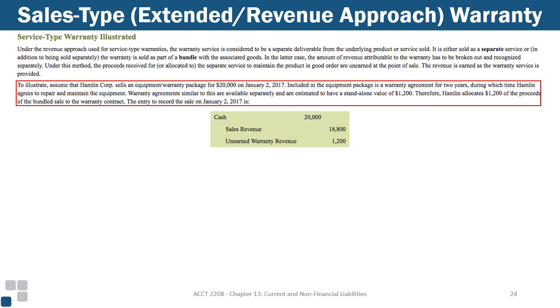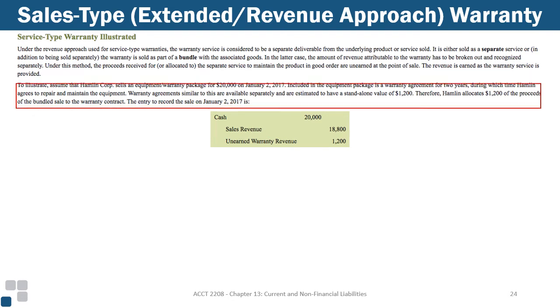And so this is kind of a sneaky way for companies to build in extra profit without the buyer necessarily knowing. So you're going to debit cash for the $20,000, but that $20,000 is broken up into sales revenue, which gets a credit of $18,800, and now you have an unearned warranty revenue of $1,200. And that unearned warranty revenue sits there until you recognize the revenue.